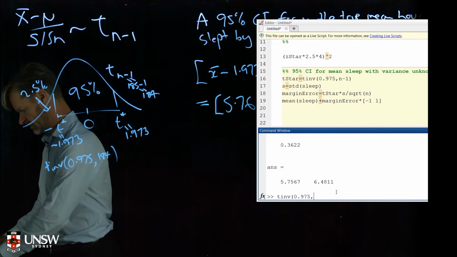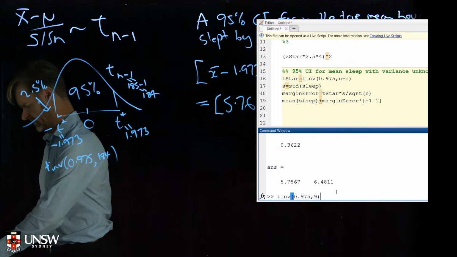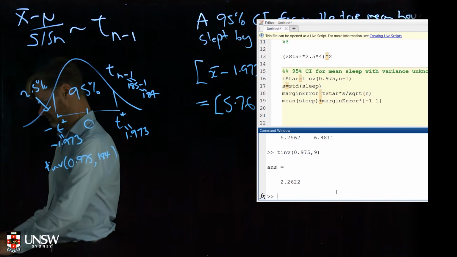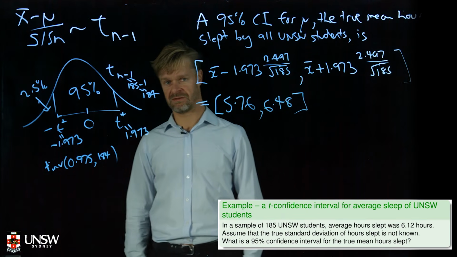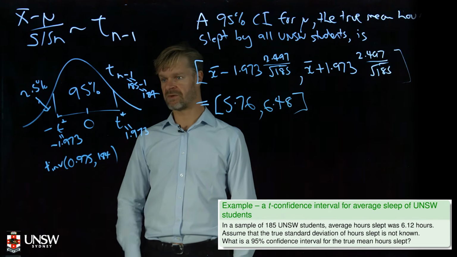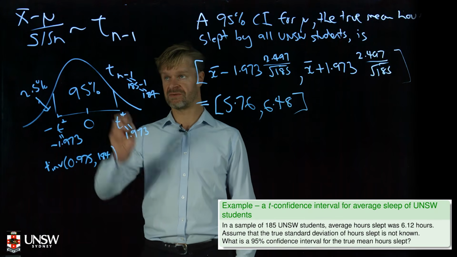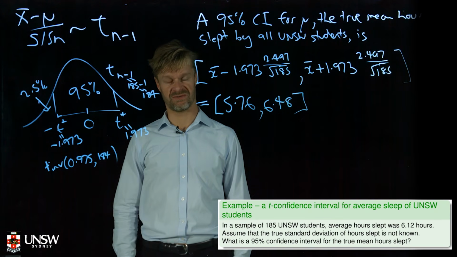For 10 people, my degrees of freedom would have been 9, and I would have got 2.26. I would have got something that was much bigger. So for a small sample size, the T distribution matters. For a big sample size, it's not such a big deal.